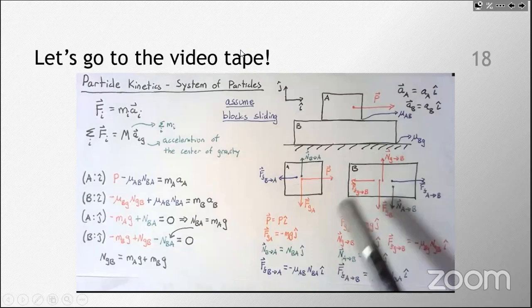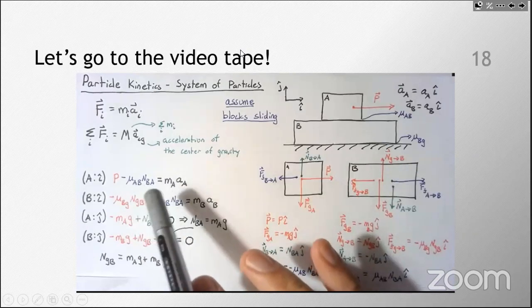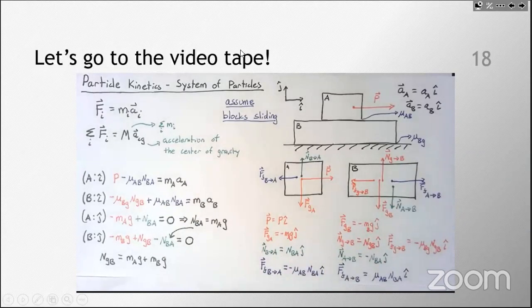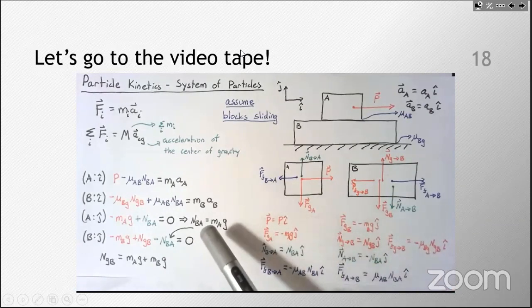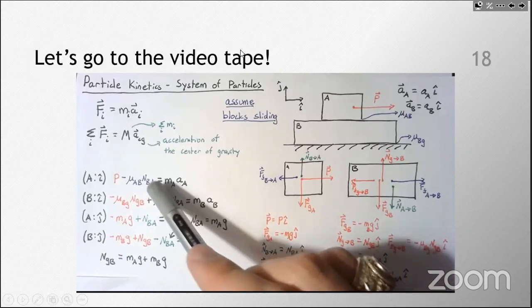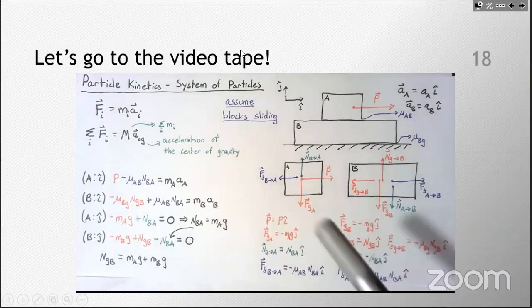So even though there were a ton of forces here, we could plug them in to the sum of the forces is equal to mass times acceleration for each of the blocks. And the individual equations weren't too crazy. Once we found some of these intermediate solutions, the final piece of plugging everything in to find the acceleration of A and B is pretty straightforward.